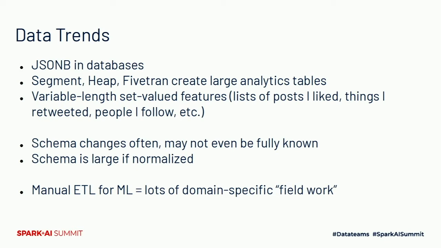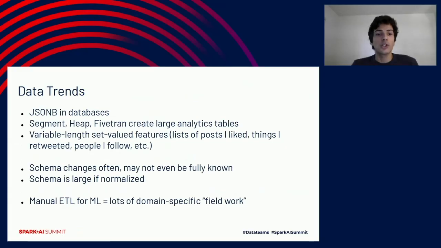And one of the reasons we're focusing on this kind of data is because there's been a trend of seeing more and more of it in the enterprise. JSON-B is being stored in databases more and more. Companies like Segment, Heap, and Fivetran help you collect this data very easily.